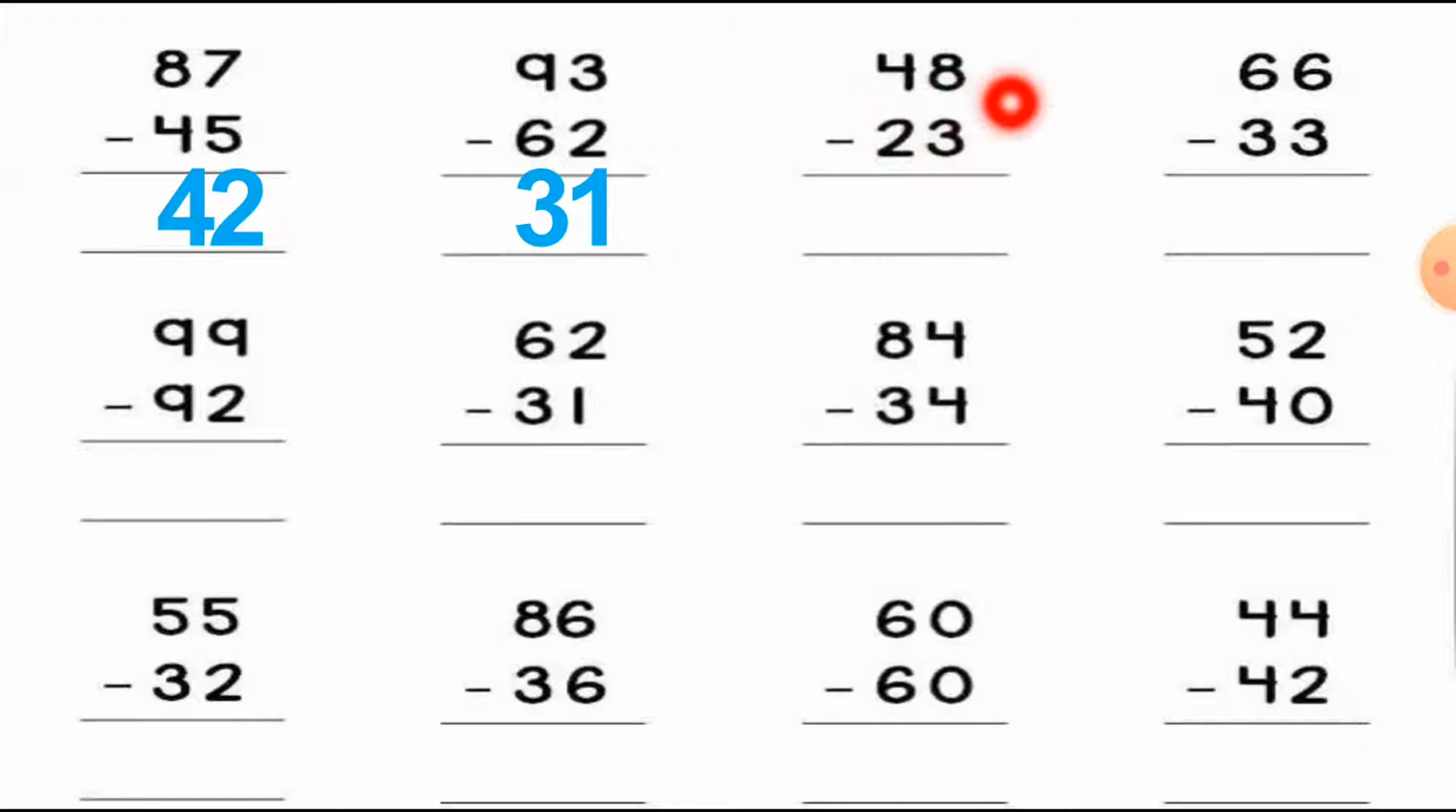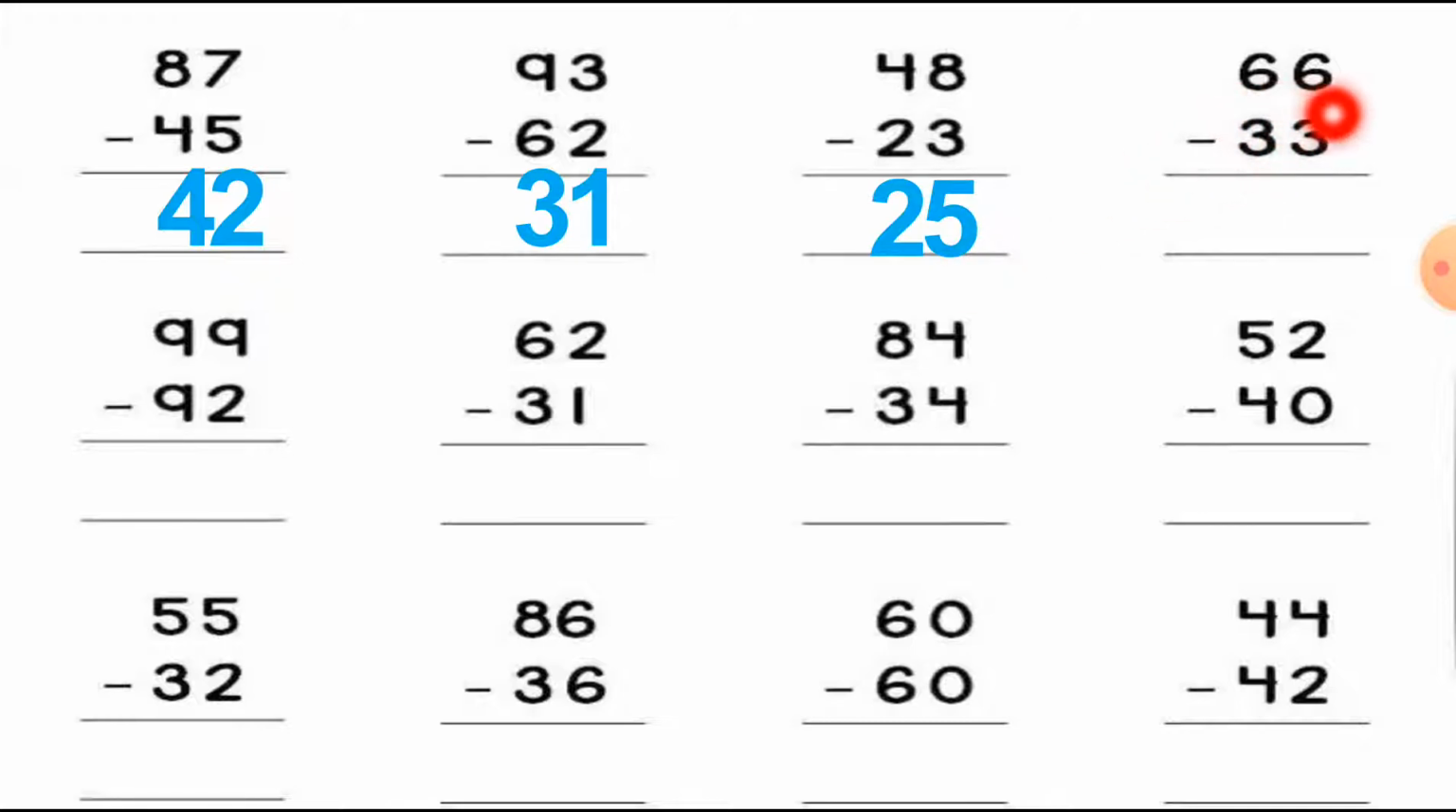Next one, 48 minus 23. In this, 8 minus 3 at the ones column. So 8 is a big number and 3 is a small number. So no need for regrouping. Now 8 minus 3 is equal to 5, and 4 minus 2. So 4 is a big number and 2 is a small number. So 4 minus 2 is equal to 2. So the answer is 25.